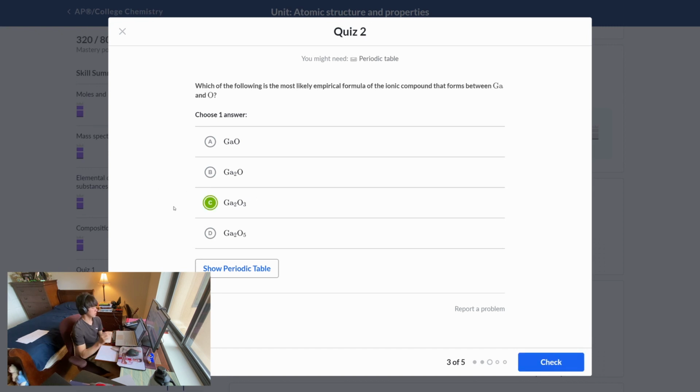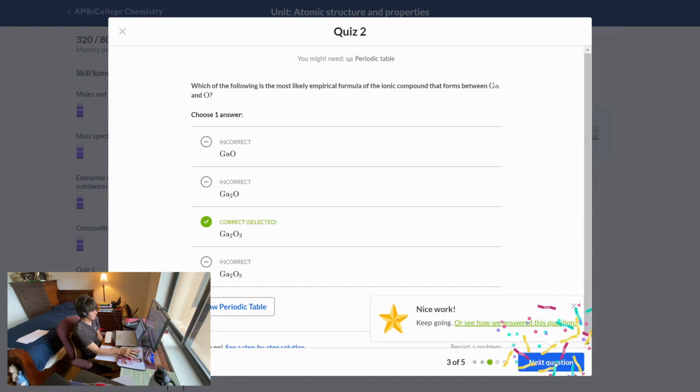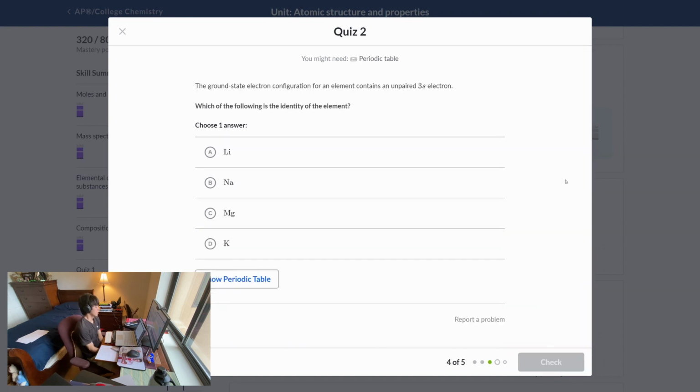So C, because if you have a plus 3 and a -2 charge, in order to make them equal, you multiply the -2 by 3 to get -6, the plus 3 by 2 to get +6. They cancel each other out, so they connect with 0 charge. Okay, that is a good, like, I don't know, 100 points or something.